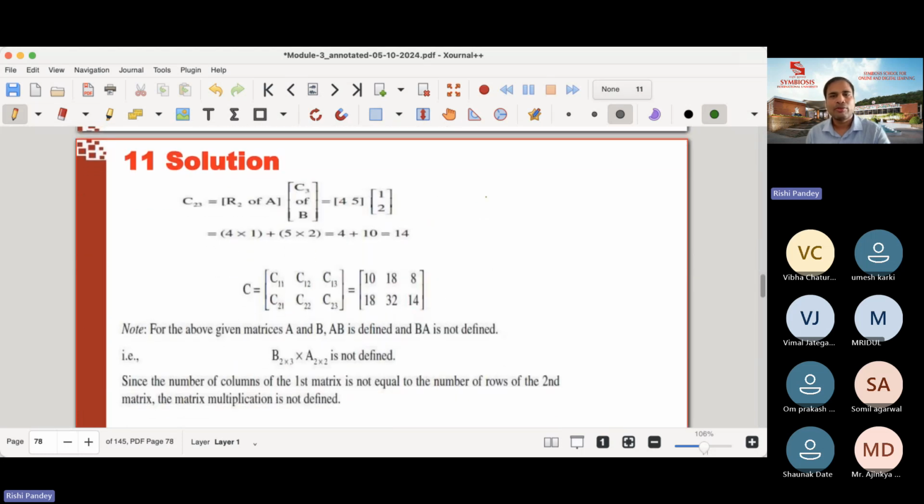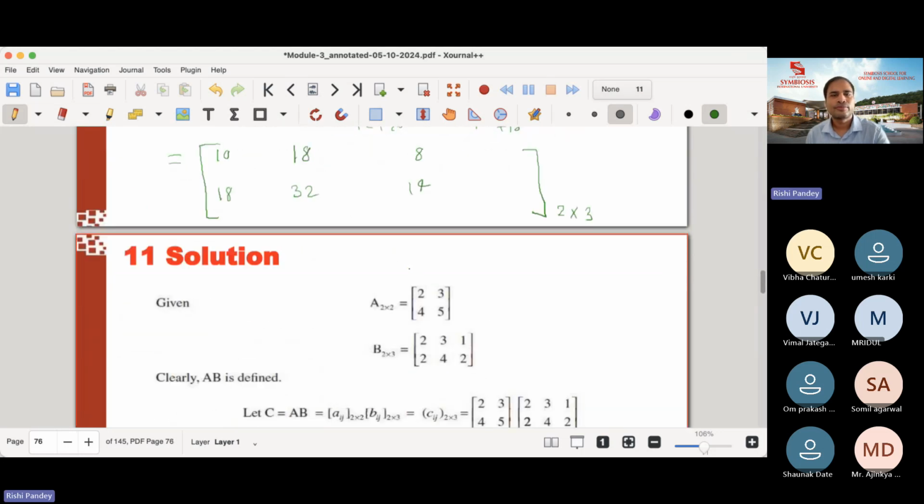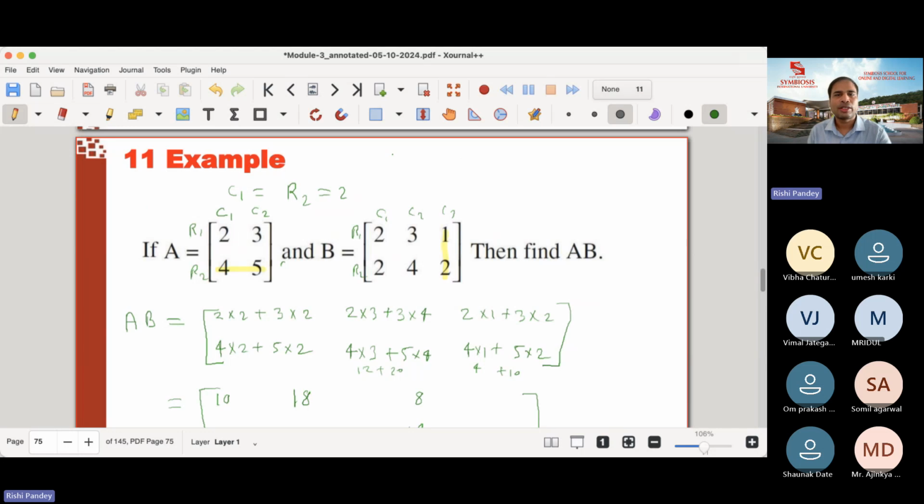If I want to go with BA, is it possible in this case? For example, if somebody says find BA. In BA, what is the order here? 2 into 2 and here 2 into 3. So how many columns? B is first, so we see here column 1 is equal to 3, and here row 2 is equal to 2. Are both equal? Not equal. So BA is not possible. AB is possible. So it's the best example where we can multiply AB but cannot multiply BA.